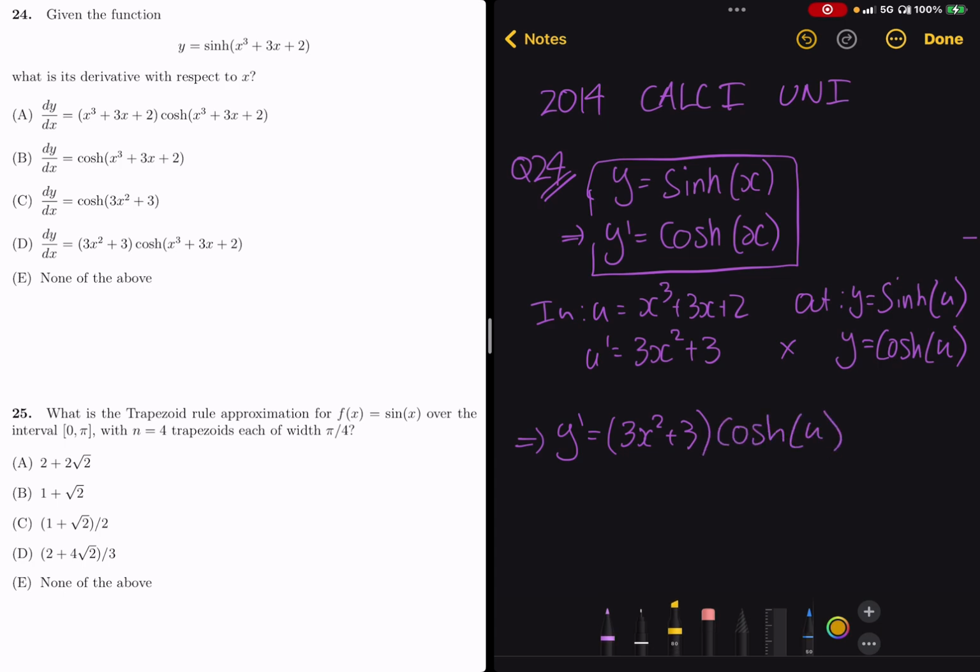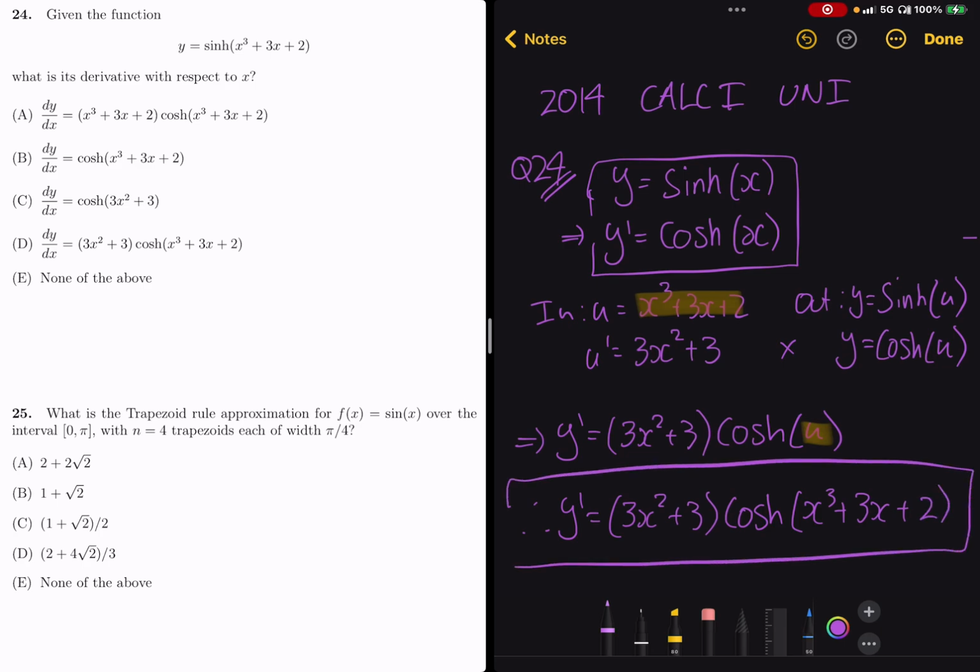Now we need to back substitute this u in here. So this gives us y prime is equal to 3x squared plus 3 times cosine of x cubed plus 3x plus 2. So pretty straightforward derivative here. Now we have to identify which of these is the answer. Well, it's definitely not B, it's definitely not C, it's definitely not A, and it is D.